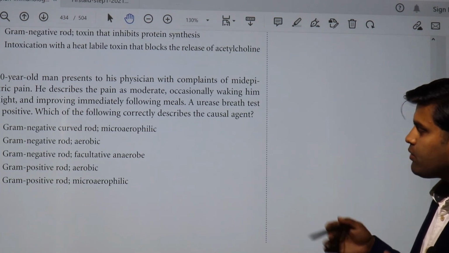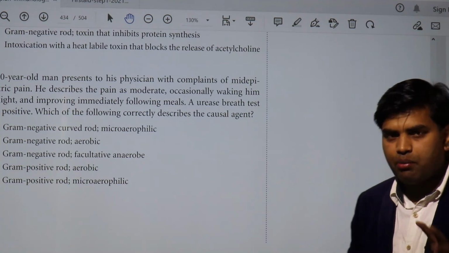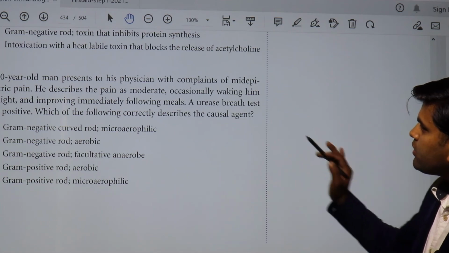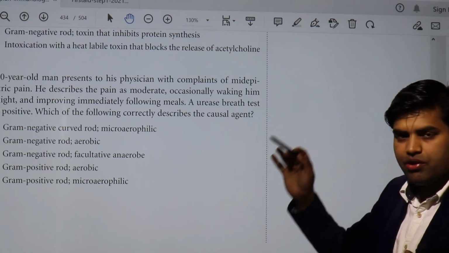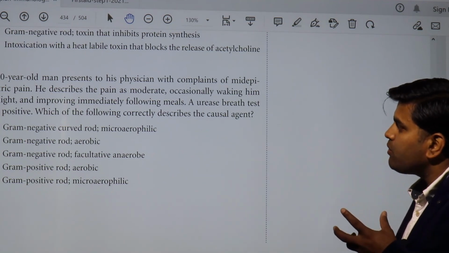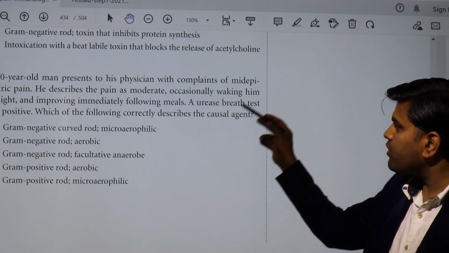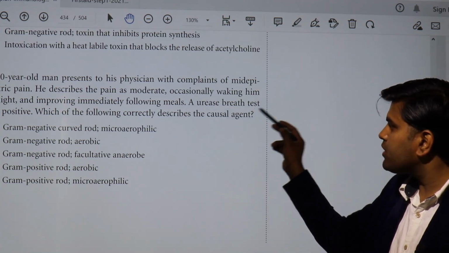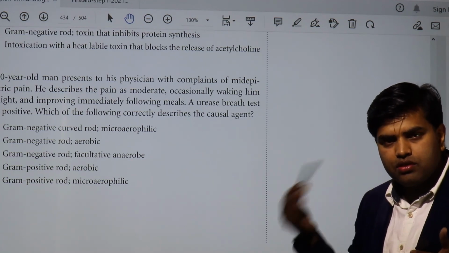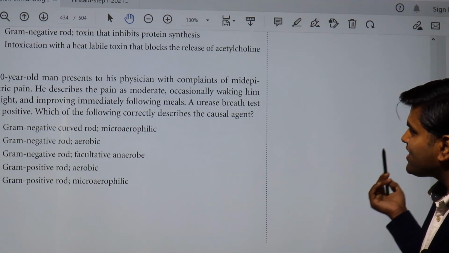After taking food, if abdominal pain goes away, you have to understand this is peptic ulcer disease, which is caused by Helicobacter pylori. So we are now dealing with H. pylori. They will give you more information: the urea breath test was positive. Abdominal pain can be due to a lot of reasons, but for a bacterial cause, they have narrowed it down to the urea breath test being positive, which is positive with Helicobacter pylori, obviously. And which of the following correctly describes this causal organism?